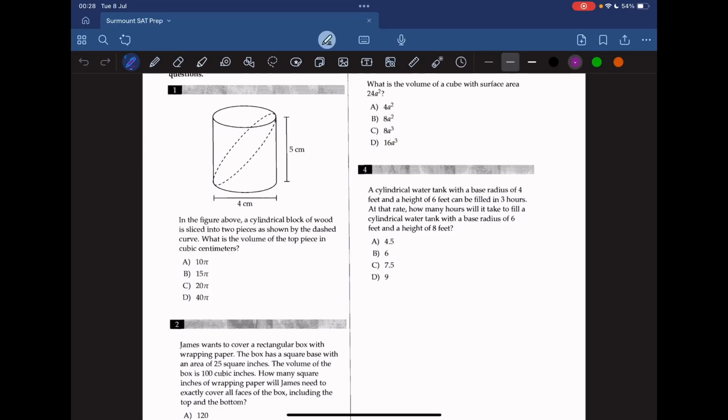Today we're tackling the final chapter of the College Panda math book, which is chapter 27 of volume. So let's go over all of those questions.